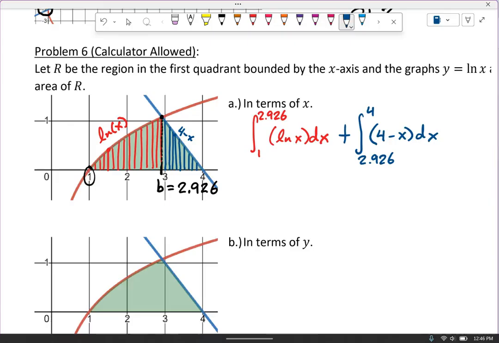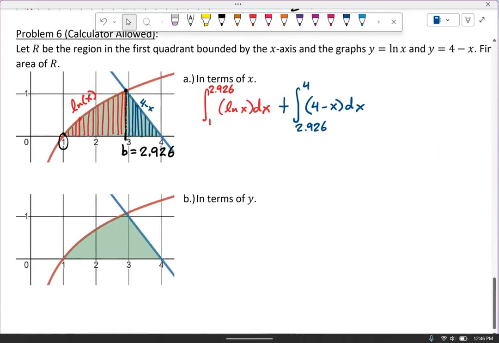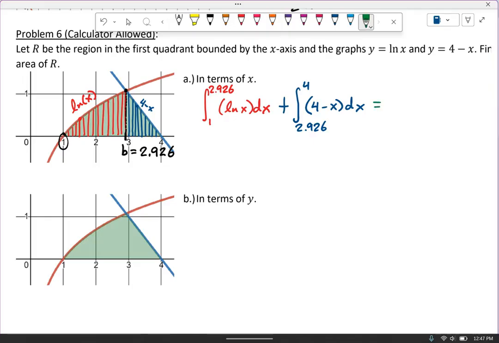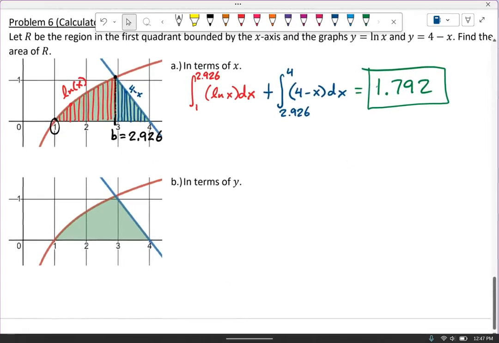All right, so go ahead, if you haven't already done so, plug that into your calculator, store your answer, your number if you would like, and what is our area? All right, what is our area, guys? 1.792. All right. Do we all agree with that area? Is that what we're getting? Okay. All right. In terms of y.